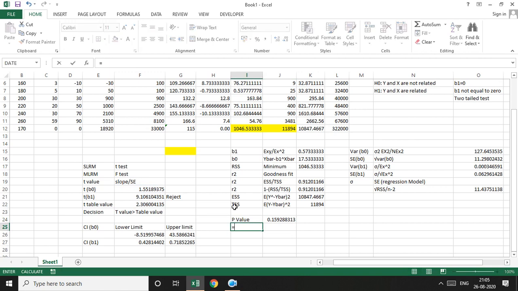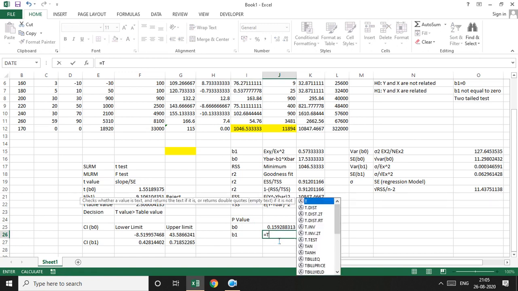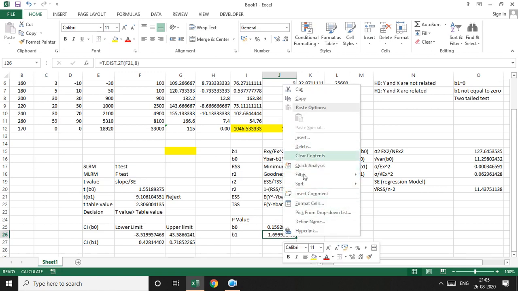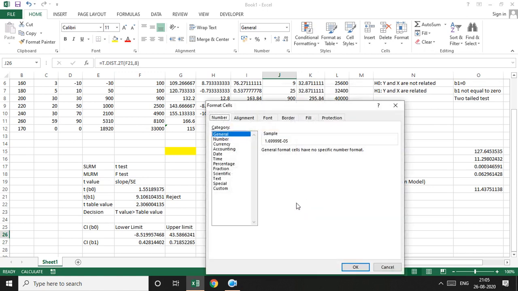0.159, and the same thing for this; this is the p value for beta 0. And this is beta 1, this will be the t distribution two-tailed. Then x is the 9 point something, comma, 8. So this is very close to 0. If you just find out the value, it will be very close to 0. You format the cell for number.